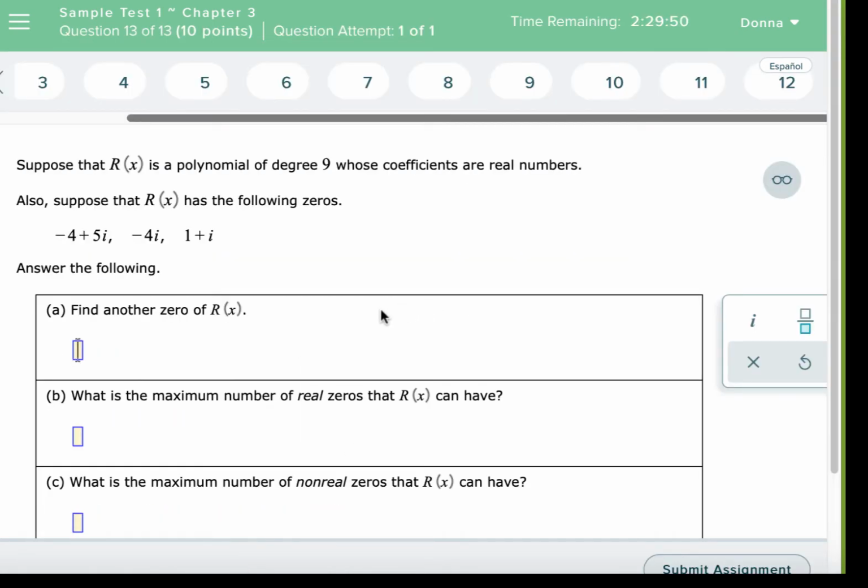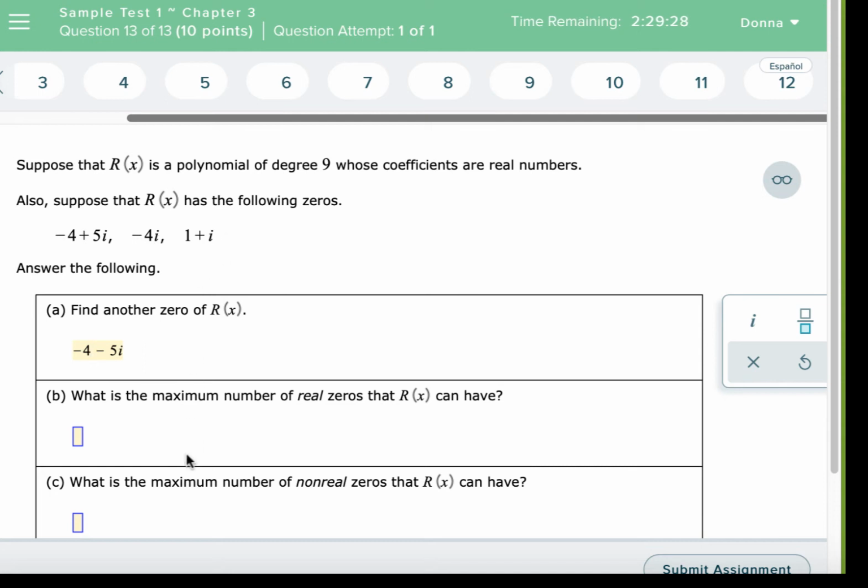All right, yeah, this is better. Okay, perfect. So here it says find another complex 0, so I'm going to do -4 minus 5i. And again, if you click any of those conjugates, it will work. So if you do -4 minus 5i, positive 4i, 1 minus i, any of those values will work.